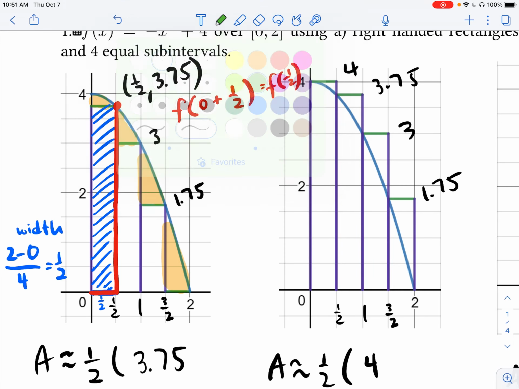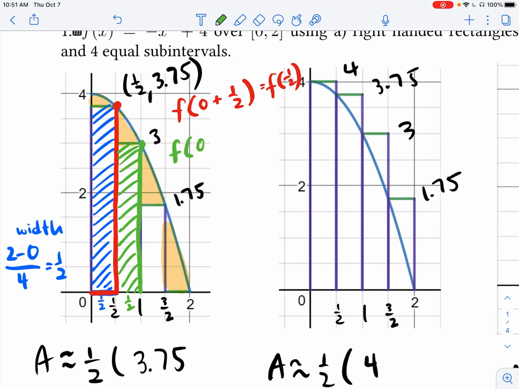Well, what about the height of our next rectangle? Again, we have a width of 1/2 here. And now this height is going to be f evaluated at 0 plus how many instances of 1/2? 2 times 1/2. So that would be f evaluated at 1, which makes sense. That's what gives us this output here of 3. So we're going to do that over and over again.